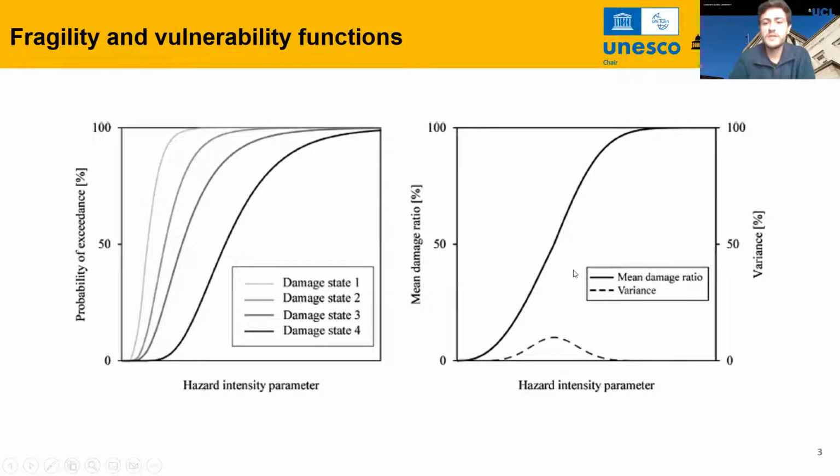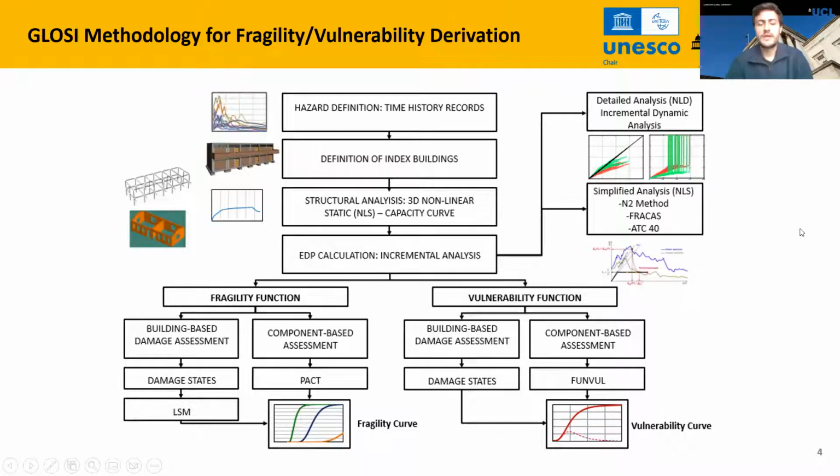And another way of seeing this is as a vulnerability function, in which you will only have one curve that relates the hazard intensity parameter, but now with a mean damage ratio. So you will have a mean represented by the continuous line and a variance represented in here by the dotted line. So with that in mind, this is the proposal of the GLOSI framework to derive the fragility and vulnerability functions. In here, in particular, the main objective of this method is to make it a simplified method to obtain these fragilities that could be replicated in several places around the world.